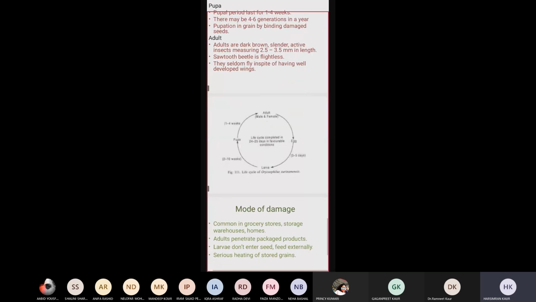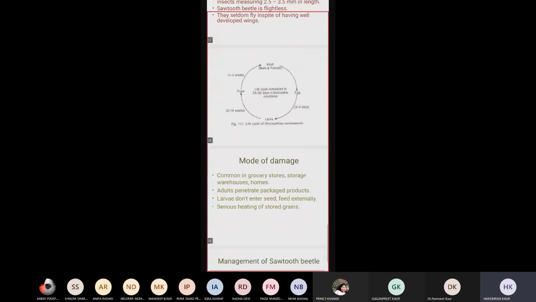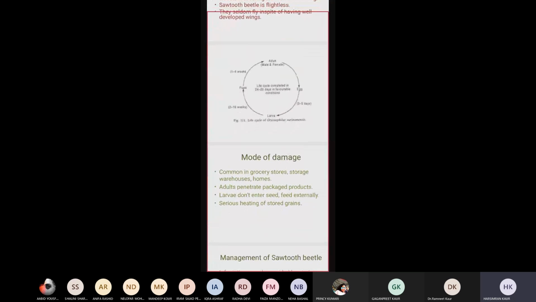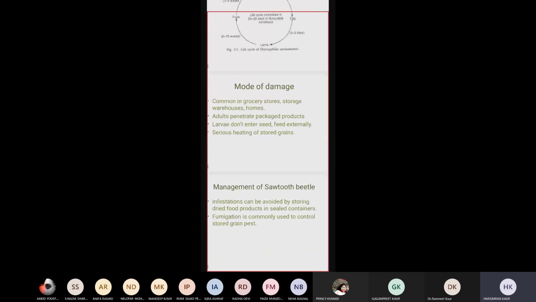The mode of damage of sawtooth beetle: it is common in grocery stores, storage warehouses, and homes. Adults penetrate packaged products. Larvae don't enter the seed, they feed externally, and it causes serious heating of stored grain and usually damages the grain. How to control sawtooth beetle, and what management practices can we opt to control this pest?